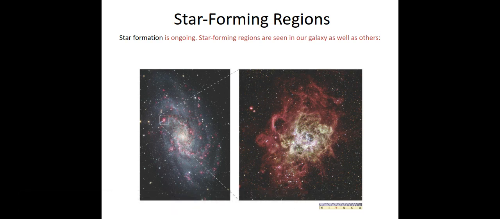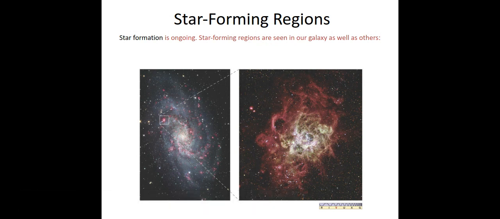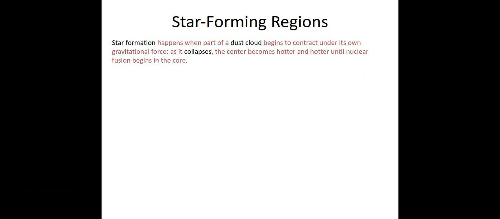So star formation is ongoing. Star forming regions called nebulas are all over our galaxy and others. So this is just one little nebula here. When you blow it up, it looks like this. So star formation happens when a part of a dust cloud begins to contract under its own gravitational force. That dust cloud we would call a nebula. As it collapses, the center becomes hotter and hotter until nuclear fusion begins in the core.